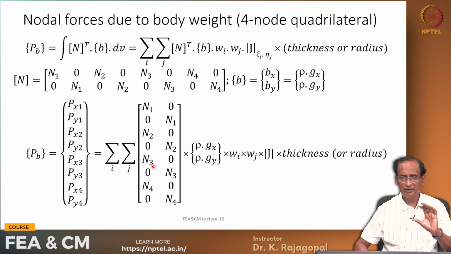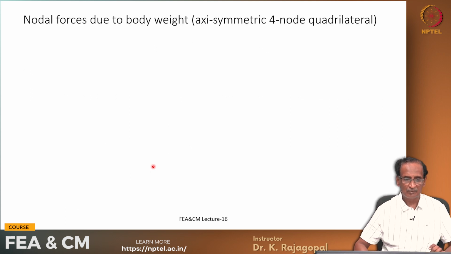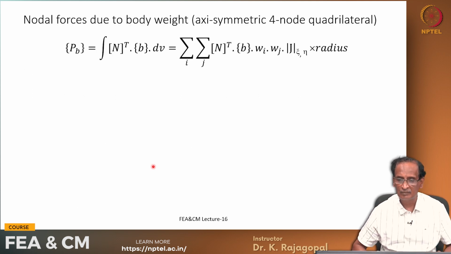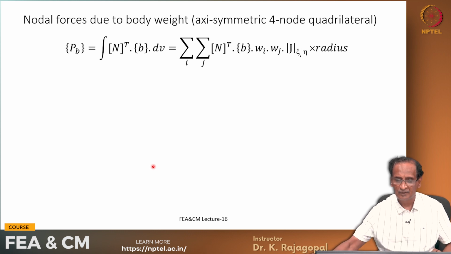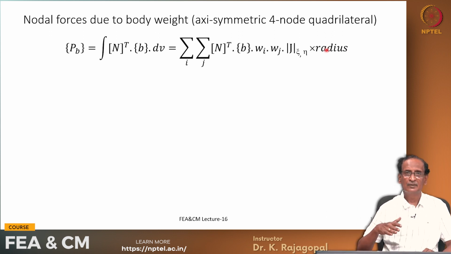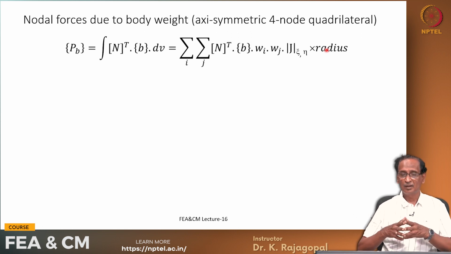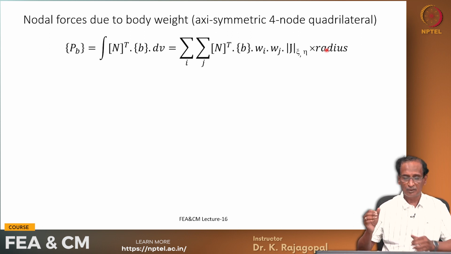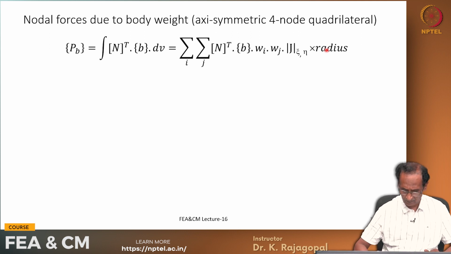We are going to evaluate only term by term. And for an axisymmetric 4-node quadrilateral, we will have the radius. Okay? And this radius also could be varying with xi. So, when we estimate the polynomial order, we have to also look at the polynomial order that the radius could have. Okay?